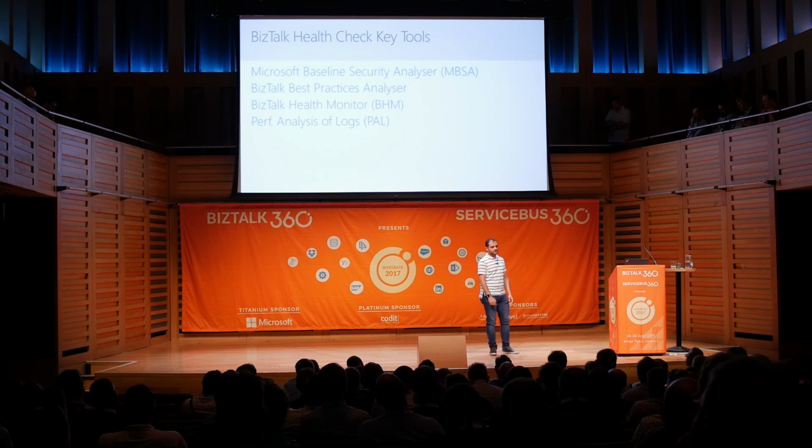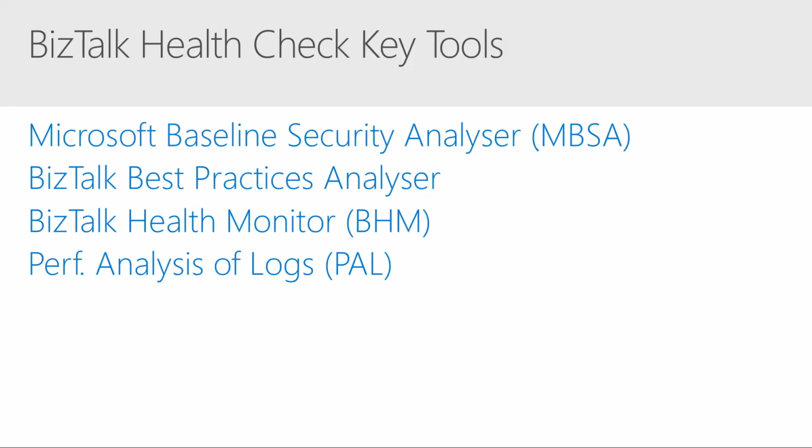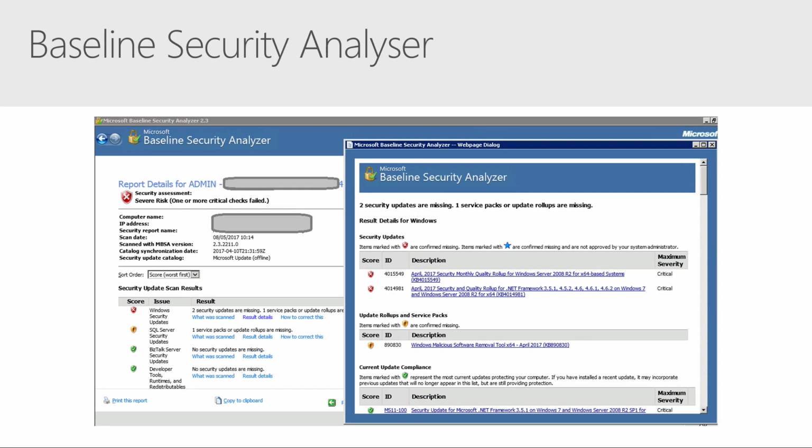So the Performance Analysis of Logs tool, which is an open source tool written by a Microsoft guy called Clint, analyzes the performance counter output and creates very visual and useful charts out of it. The first thing in the platform configuration is basically one of the outputs of the Baseline Security Analyzer.